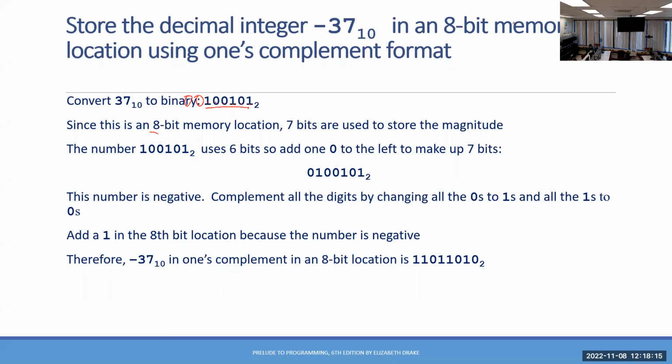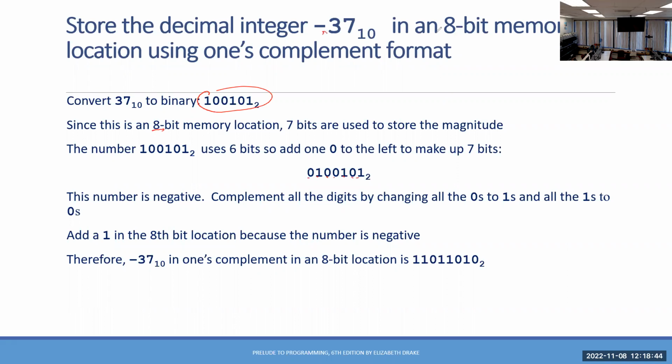Now, what happens if you have the negative here? In the case you work with the negative, you convert the 37 into binary, right? You need to store 8 bits, so you need 7 bits in the magnitude. Again, you need 1 more 0 here to make it 7 bits. So now this one is negative 37.